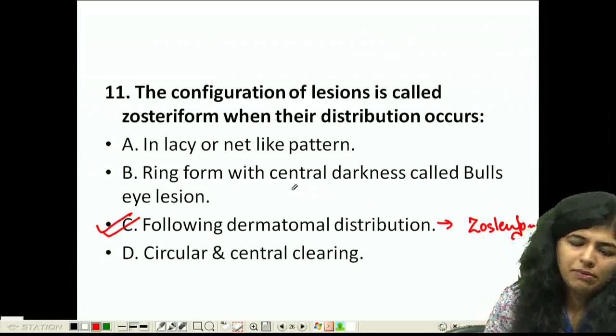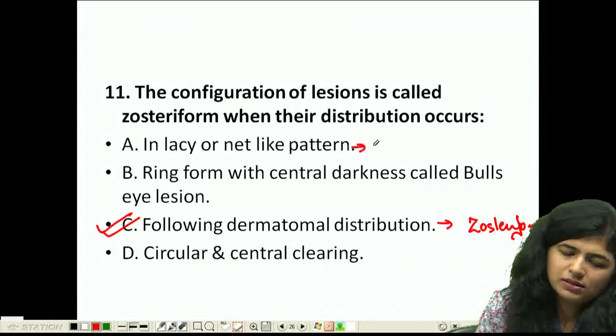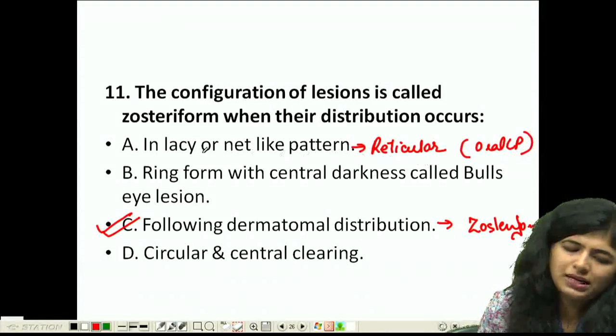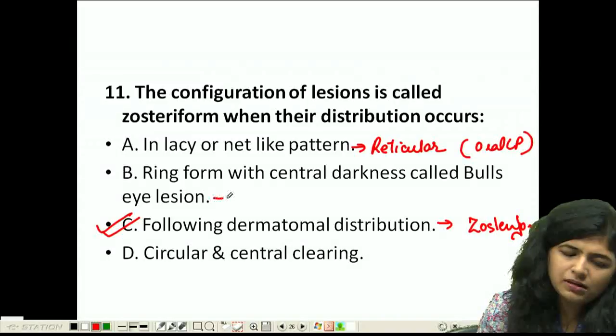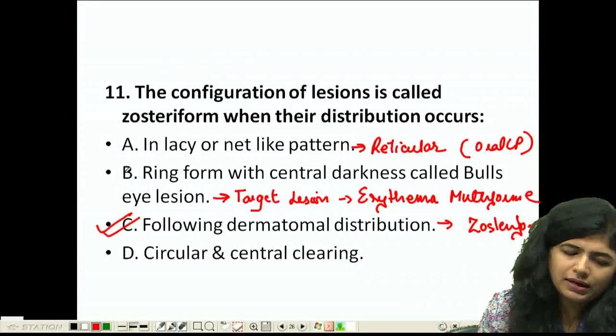Now, if something is lacy or net-like, what is this? This is the reticular pattern, generally seen in your LP. Lacy or net-like pattern. If something is ring-like with central darkness called the bullseye lesion, where is this seen? Tell me. This is the target lesion, classically seen in erythema multiforme. Correct?